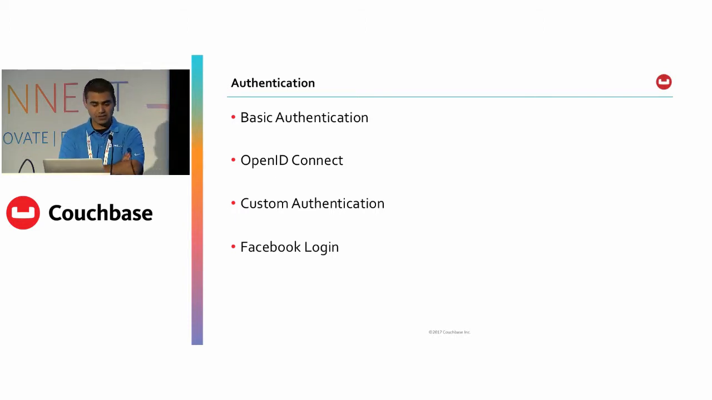encrypting your communication. OpenID Connect is something that we support, and it essentially extends the OAuth 2 protocol for authentication. For customers who don't have OpenID Connect deployments, we support a custom authentication mechanism where you can actually customize the sync gateway authentication mechanism for your needs. And then last but not the least, if some of you are trying out building consumer-facing applications, we also support the Facebook login. So in this talk, I'm going to talk a little bit more about what you can do with OpenID Connect and with custom authentication.